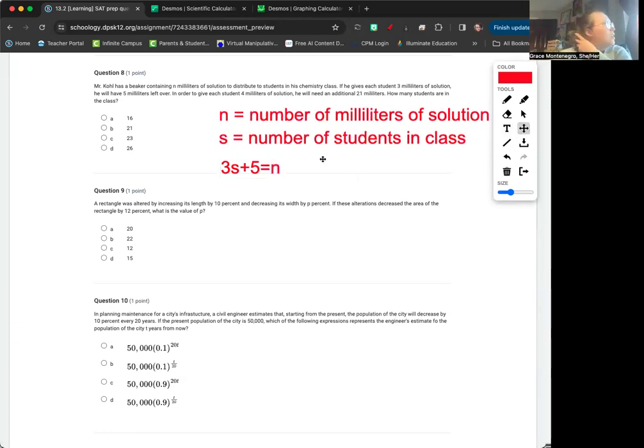Okay, so next bit, in order to give each student 4 milliliters of solution, he will need an additional 21 milliliters. So same start, 4S, 4 milliliters per student, minus 21 equals N. Or we could do N plus 21. We could actually do this here too. That might make more sense. So the 5 left over, you'd have to take away. If you threw away 5 milliliters, then N would be enough for 3 milliliters per student.